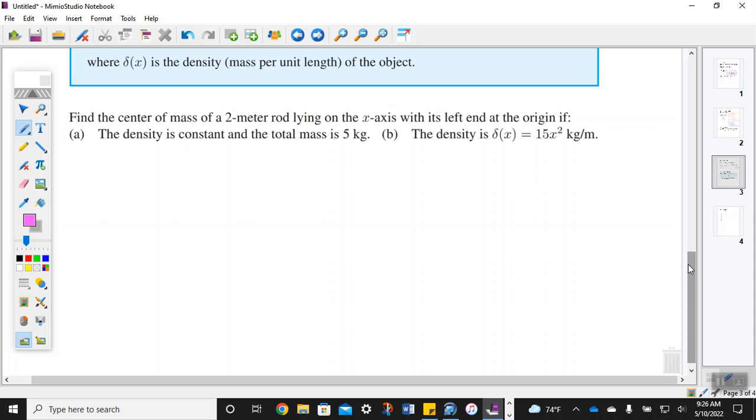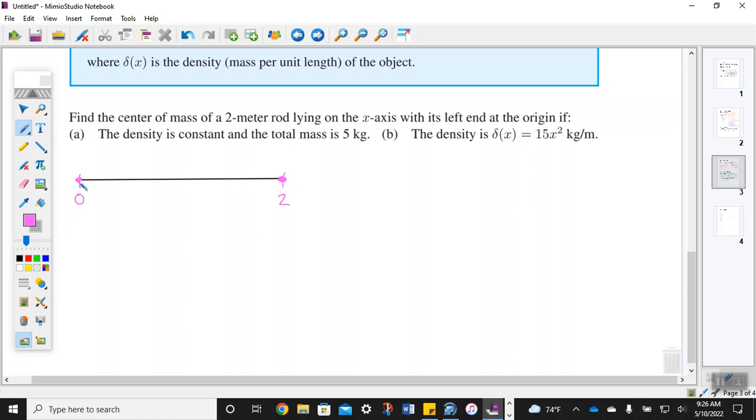Okay, so I'm going to sketch this real quickly. I'm going to make another line segment here. We've got this rod that's laying on the x-axis. Okay, I know the left end over here is what value, kids? Okay, and I know the right end will be what value over here? Okay, 0 and 2.